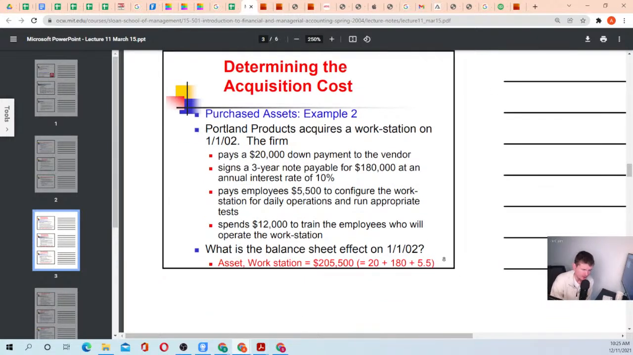Example 2. Portland Products acquired a workstation. Pays 2,000 down payment to the vendor. Signs a 3-year note payable. Pays employees 5,500 to configure the workstation. Spends 12,000 to train the employees who will operate the workstation.